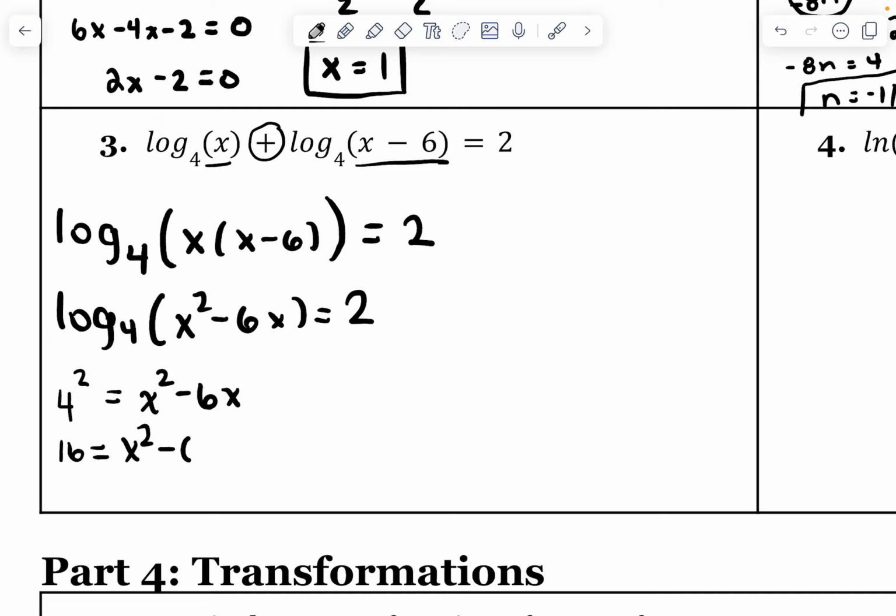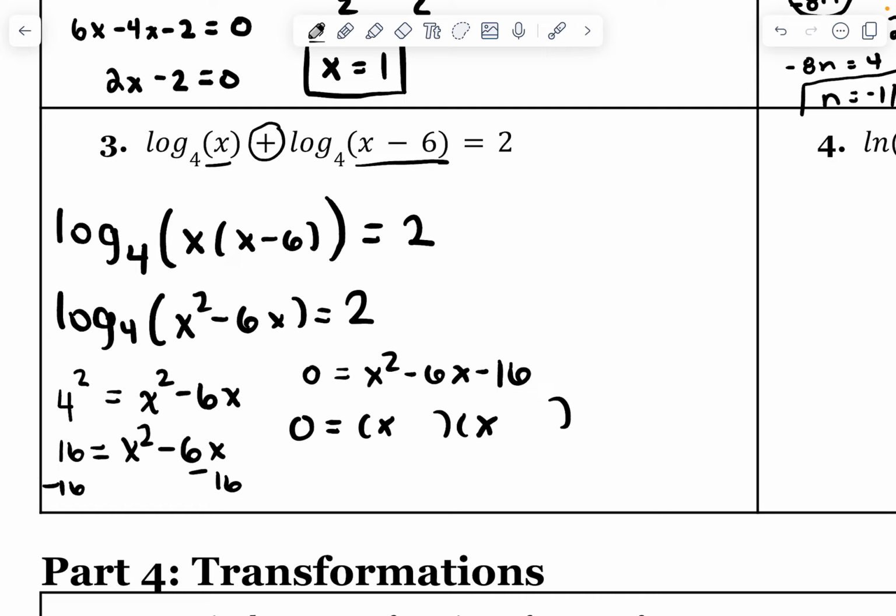And then this is a quadratic equation. And when I'm solving quadratic equations, one of the first things that I want to do is make it equal to 0. So I have to subtract 16 from both sides. And so I have 0 is equal to x squared minus 6x minus 16. And I'm going to hope that I can factor this.